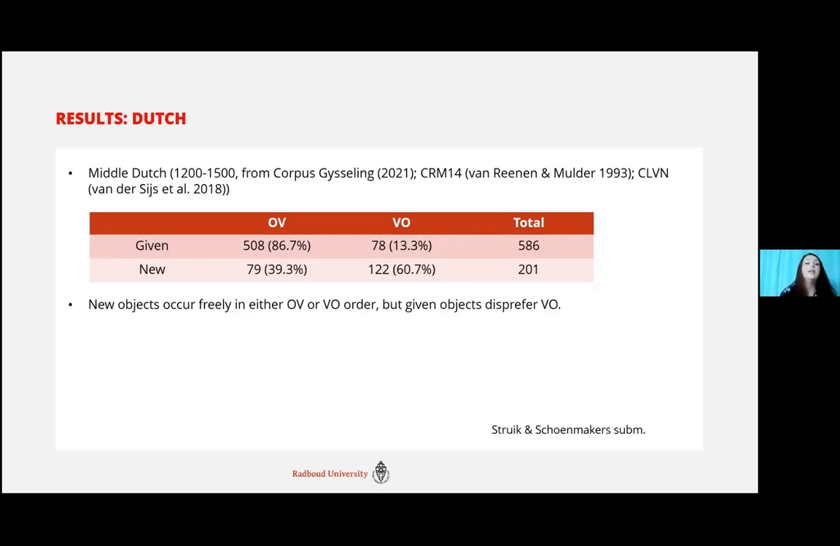Then finally, the results for Dutch. So there is no material available for Old Dutch, so I can only present data from Middle Dutch, unfortunately. I would love to know what's going on in earlier stages of Dutch. And again, we see a similar picture to that of German. Given objects prefer OV word order, whereas new objects rather freely appear in VO word order.